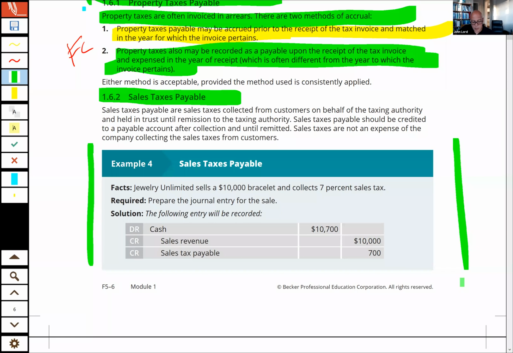But note that the revenue that we record is obviously net of the taxes that we collected.